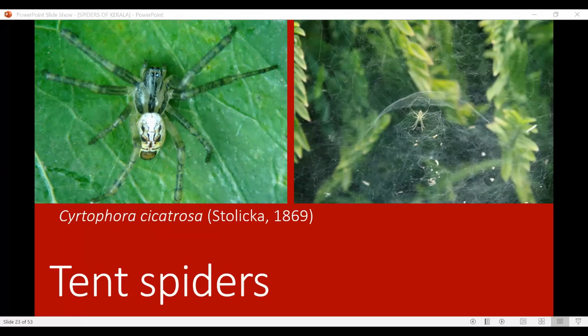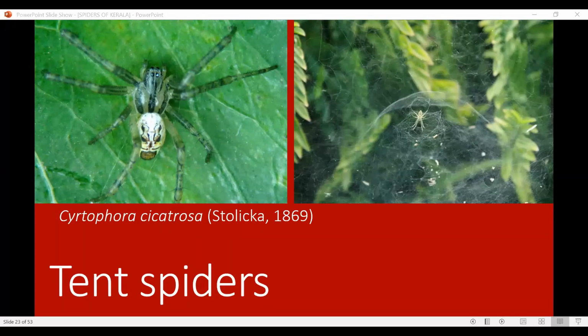And Cyrtophora have the habit of living in colonies. Some social nature is exhibited in the case of Cyrtophora. Not exactly a case of social spider, not like a social spider, but we can always say that Cyrtophora lives in colonies. Several Cyrtophora webs can be found in the same locality or in the same tree. So this is Cyrtophora belonging to the family Araneidae.